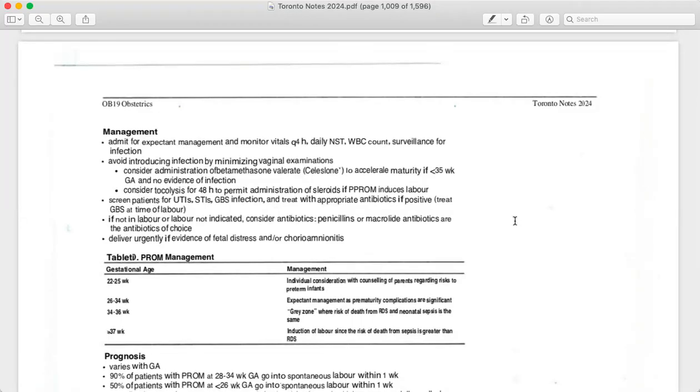Then consider administration of dexamethasone to accelerate fetal maturity if the gestation is less than 35 weeks. As we already discussed, it should be given before 35 weeks. Screen for UTIs, STIs, GBS. Make sure you rule them out and treat with antibiotics. If not in labor or labor is not indicated, consider antibiotics like penicillin or macrolide antibiotics, and then deliver urgently if the fetus is in distress.